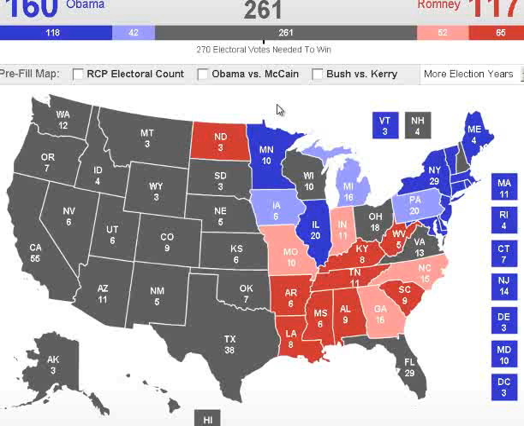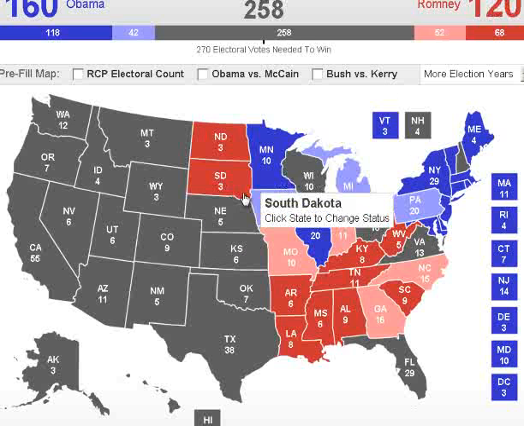But in a close race, as we're expecting this time around, North Dakota will be pretty safe in the Republican column. South Dakota looks like a very strong pickup opportunity in the Senate for the Republicans. Also, there's very little chance that President Obama will be very competitive in that state.